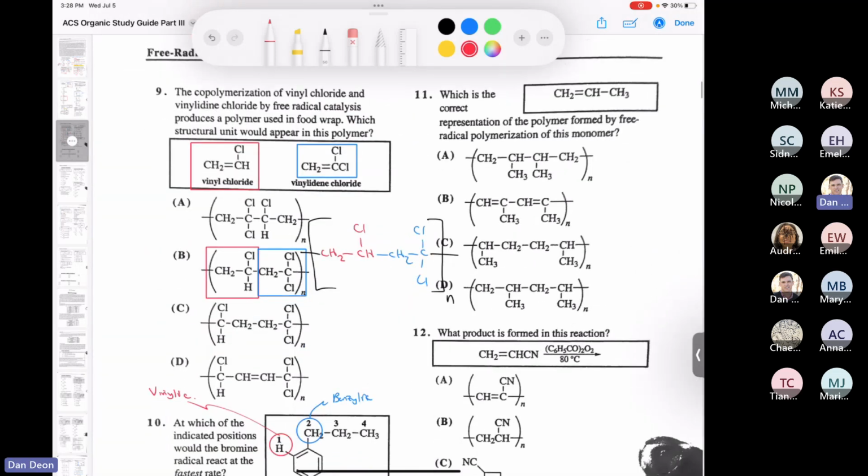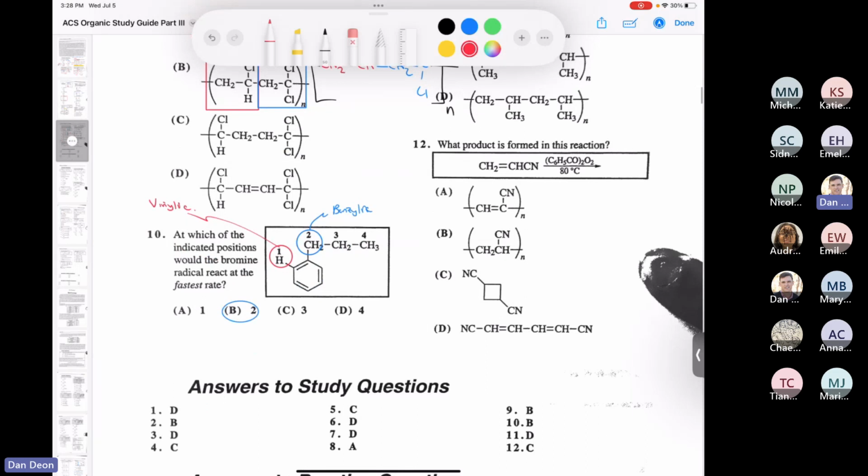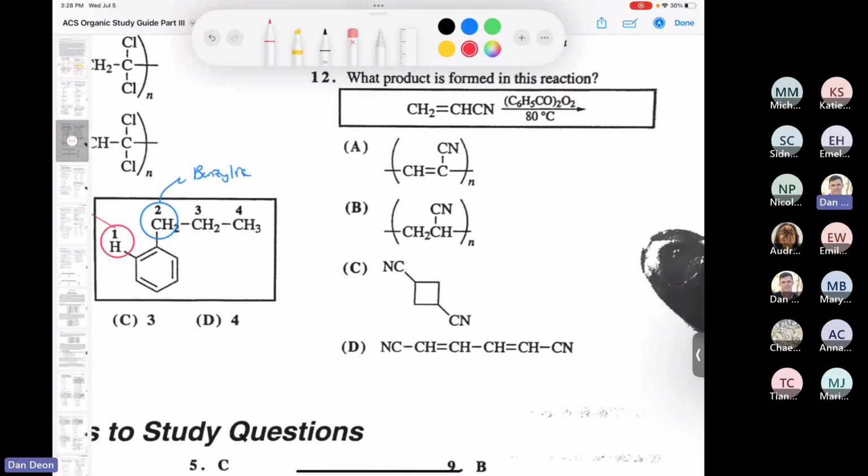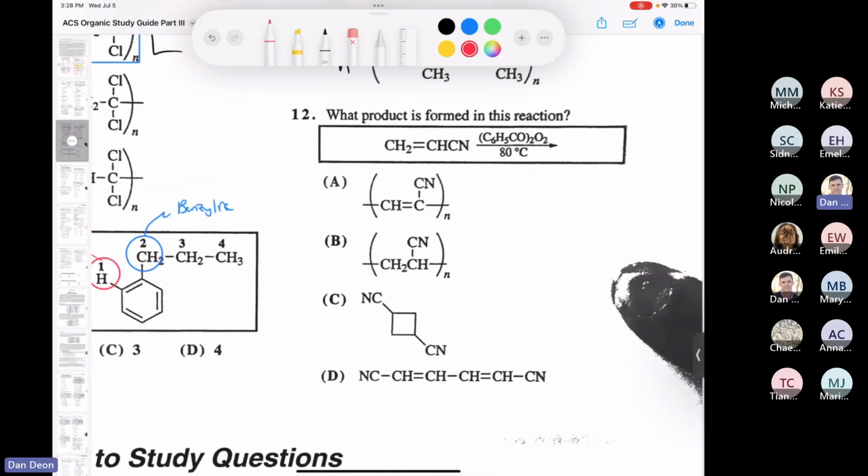All right. I'm going to skip number 11. What's the product that's formed in number 12? So this is, again, a polymer question. So again, you do the same thing. You start with a CH2, you remove the double bond, you have a single bond, and then you have CHCN, and that's your repeating unit. That's all there is to it. You're just going to repeat this over and over and over. And so the correct answer is going to be B.